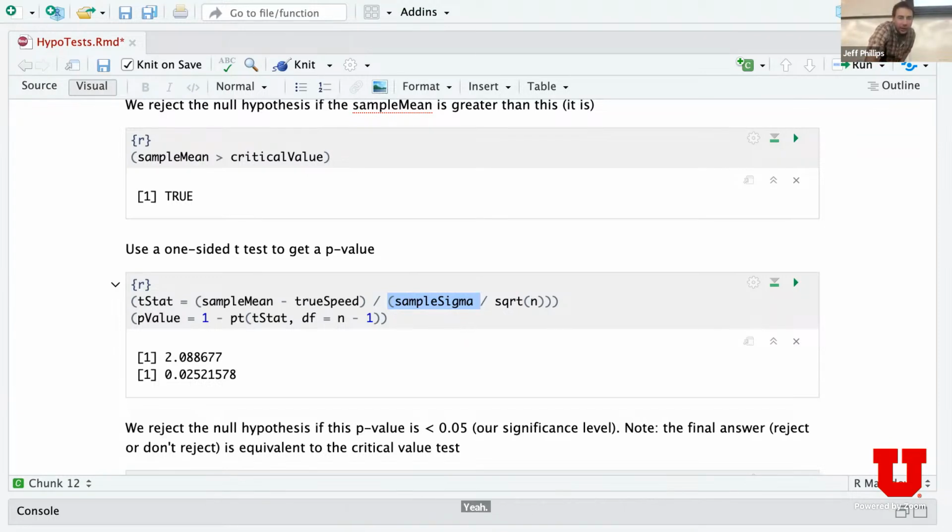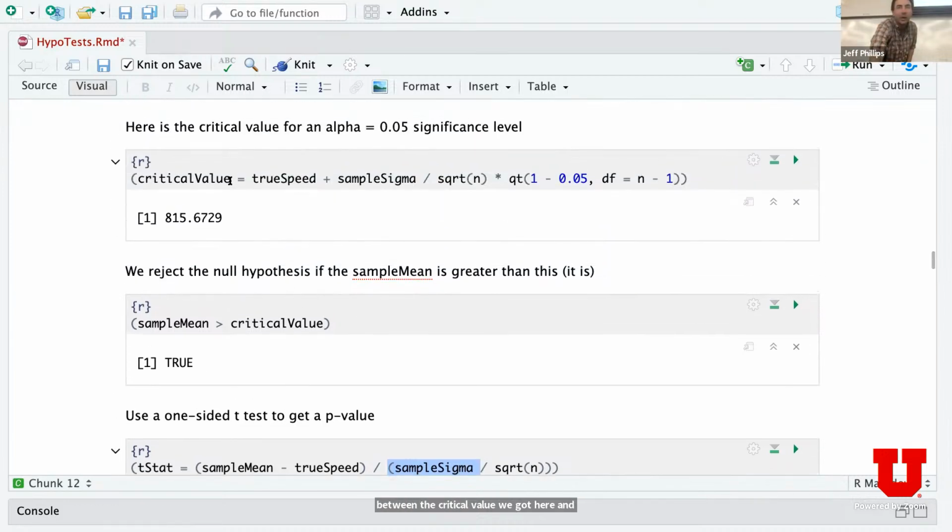Okay. There's a question on chat. The critical value is, okay. So there's a question between the critical value we got here and the Rn, which is the right-hand side of the confidence interval. This is a good question. The difference here is the critical value only depends on actual data observations or constants we're given.